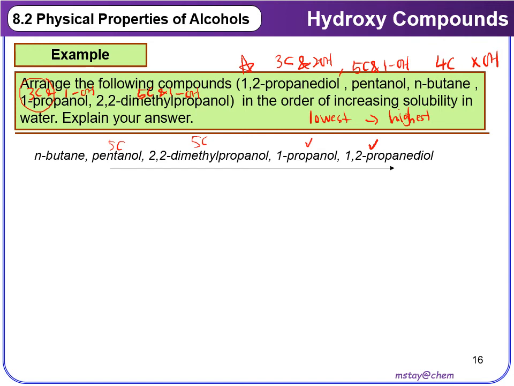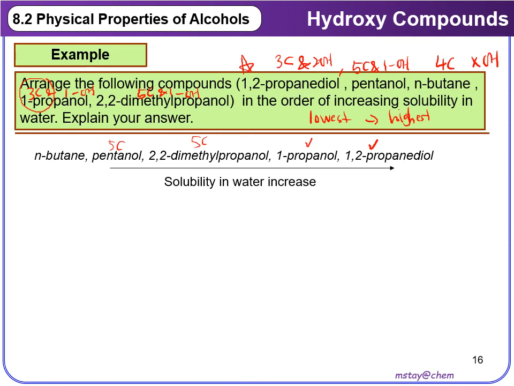With these two, we look at the branches. The more the branches, the smaller the contact surface area of the hydrophobic area. Therefore, 2,2-dimethyl propanol is more soluble in water compared to pentanol, while n-butane has no hydroxyl group, so it is not soluble in water. Okay, so now after we have arranged, we learn how to do the explanation.